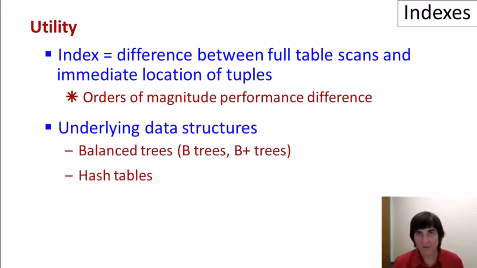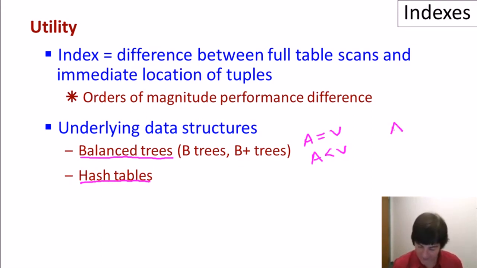Now, I mentioned that we're not covering the implementation of indexes in this video, but it is important to understand the basic data structures that are used. Specifically, there are 2 different structures. One of them is balanced trees, and the instantiation of that is typically what's called a B tree or a B plus tree, and the other is hash tables. Now, balanced tree indexes can be used to help with conditions of the form attribute equals value. They can also be used for attribute less than value, for attribute between 2 values, and so on, as we've shown earlier.